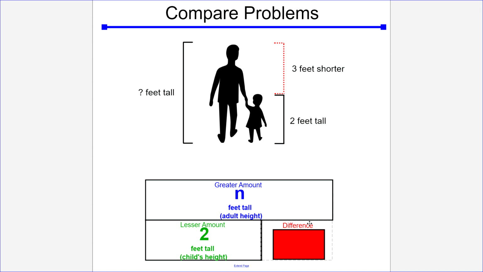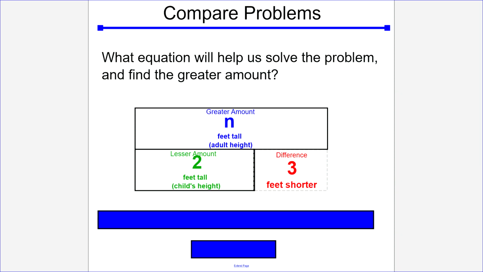Now, third grade, let's think about the difference. What do we know about the difference in this problem? Well, we know that the difference between the child's height and the adult's height is that the child is 3 feet shorter. So for the difference, I'll put 3 feet shorter. We need to solve this problem.